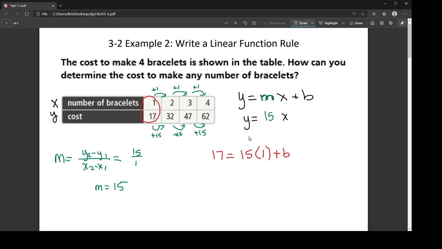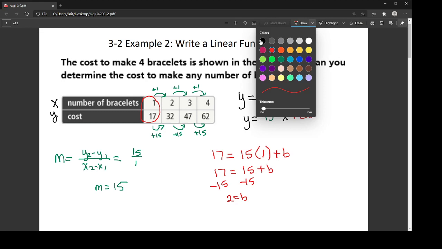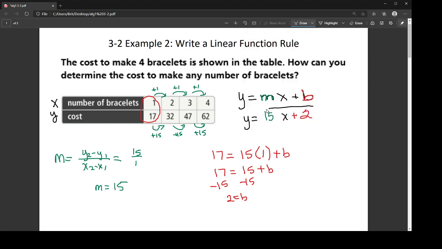And then I'm just going to solve this equation. First I'm going to deal with that parentheses. 15 times 1 is 15. To isolate b, or to get b alone, I'm going to subtract 15 from each side of the equal sign. So I get 2 as my b value, which I'm going to add right here into my equation. So the equation, or the function rule, is this right here.